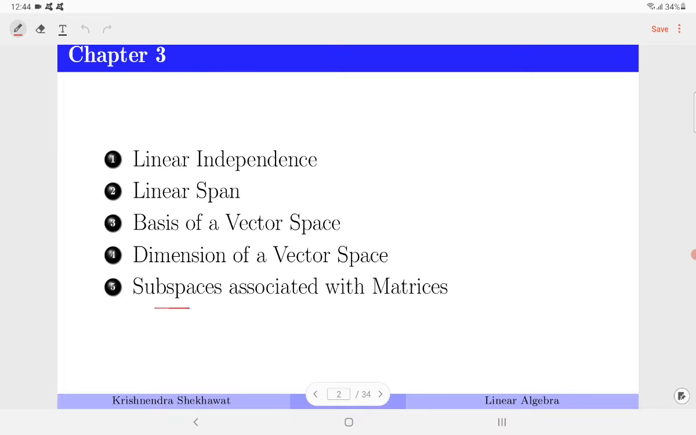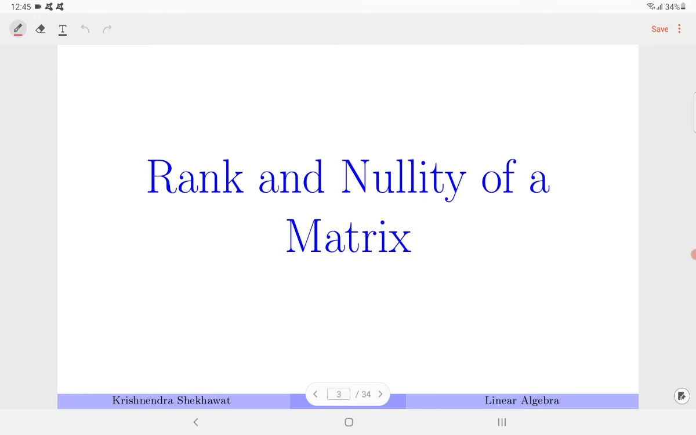So, in the last class, we were discussing the subspaces associated with matrices, and we introduced the concept of row space, column space, and null space. First, we'll see some questions based on row space, column space and null space, and then we'll talk about the rank and nullity of a matrix.